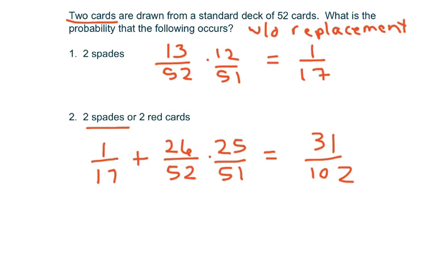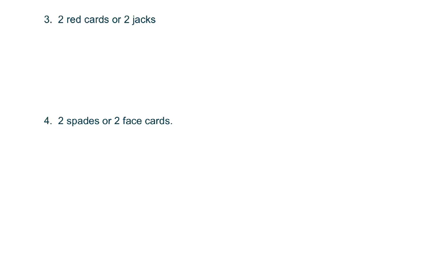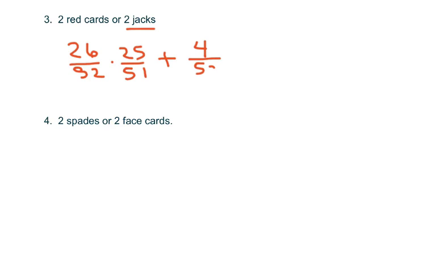All right, the next one, 2 red cards or 2 jacks. In this case, just keep in mind, 2 jacks are red. So this is the one that's inclusive event. So I'm going to do the 2 reds. Or the 2 jacks, which would be 4 over 52 times 3 over 51. Now, 2 of the jacks are red. So, since we're doing without replacement here, you have to be careful here.